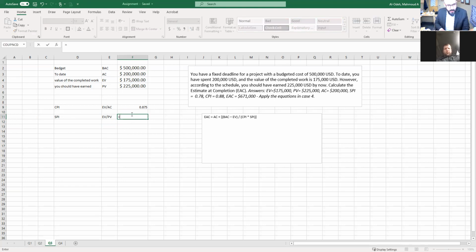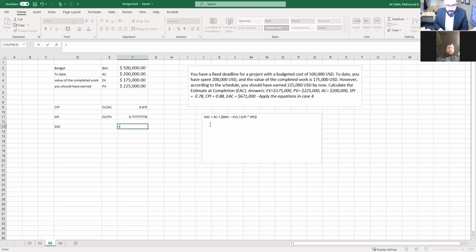And now SPI, that would be the earned value 175 divided by the planned value, which is 225. And that's giving you a number less than 1, which means behind schedule. However, we have to consider the fixed deadline, and we have to finish within the fixed deadline. So we have to see how much we actually have to spend, the estimate at completion.